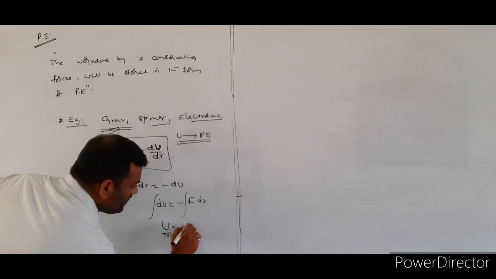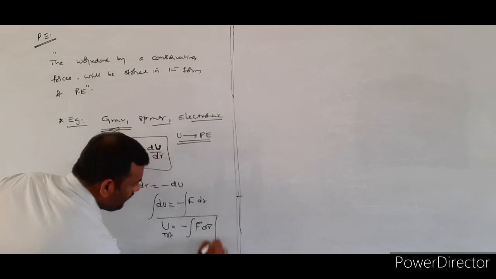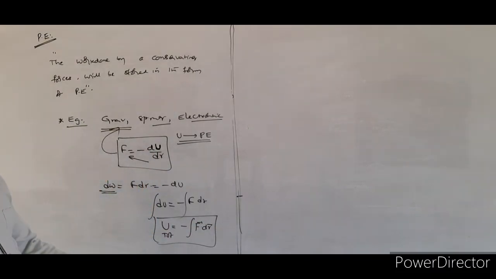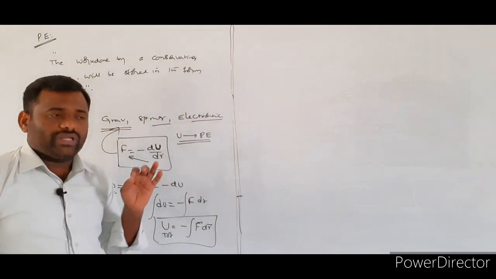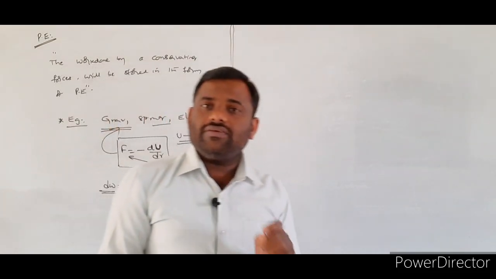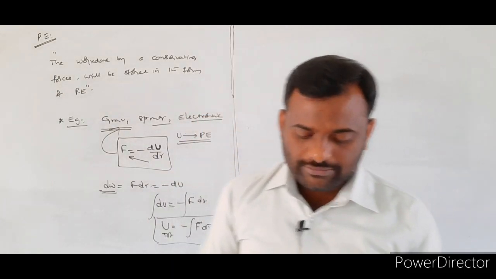The total potential energy is equal to minus integral F bar dot dr bar. By using this relation, we will be calculating the potential energy for conservative forces. Next one.